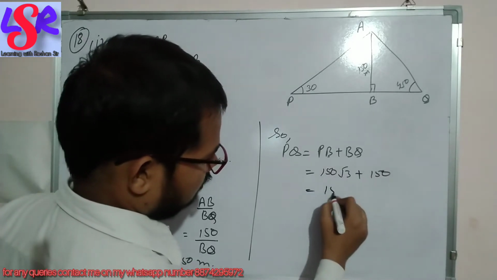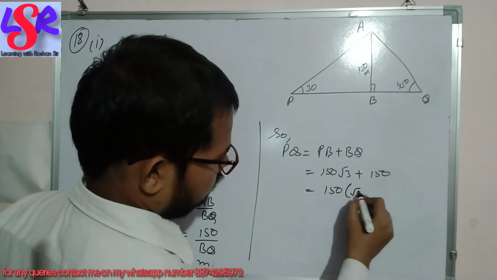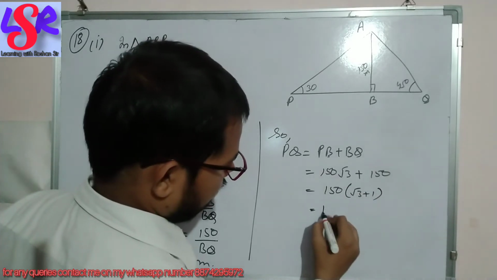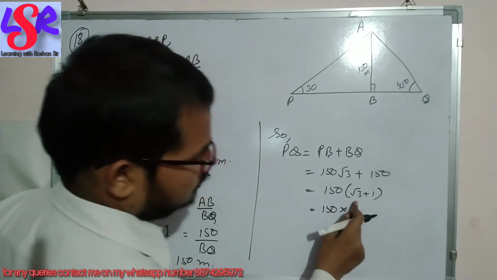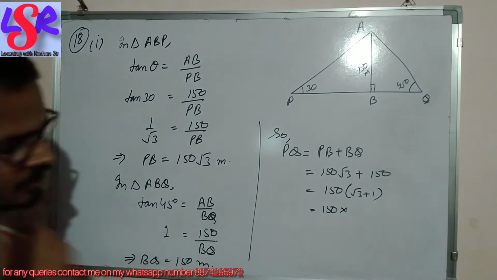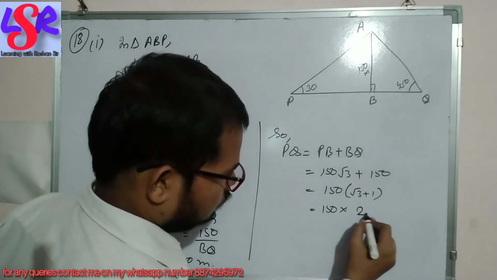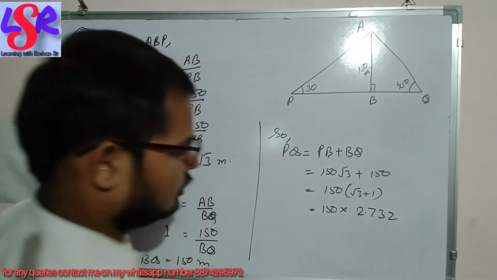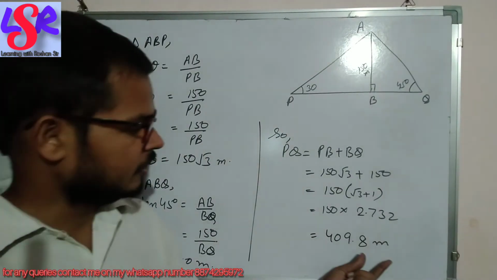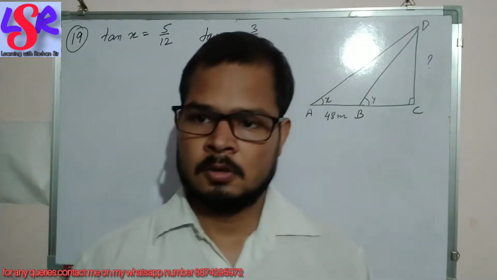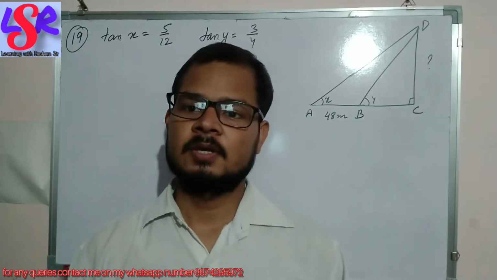यहाँ पे 150 को कॉमन ले लेते हैं and this will become root 3 plus 1, then 150 into root 3 की वैल्यू होती है 1.732 and this plus 1, that is 2.732, and on multiplying we get 409.8 meter. Now here we are having question number 19.